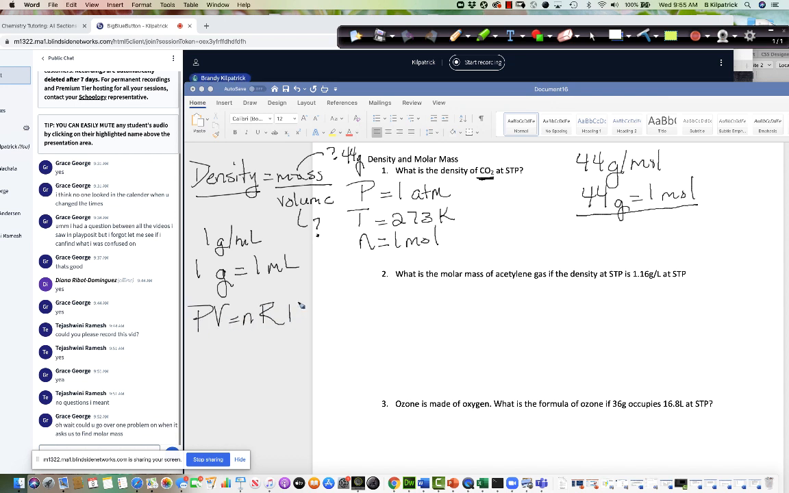That's where I use the ideal gas law. So now I have N, I have temperature, I have P. I can easily find the volume and then at that point get the density. So that's what we're going to do.